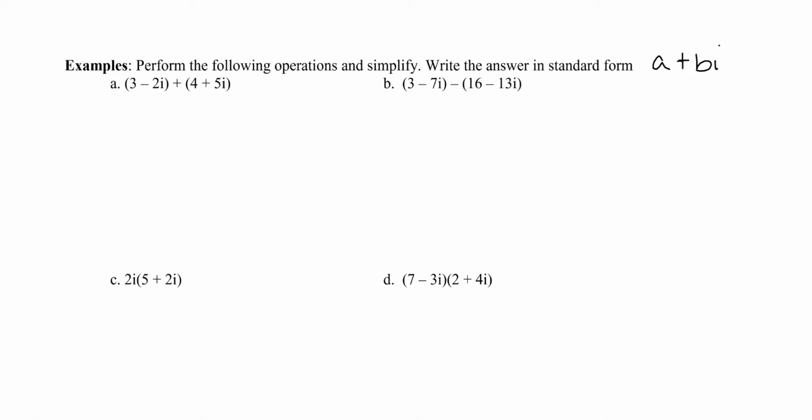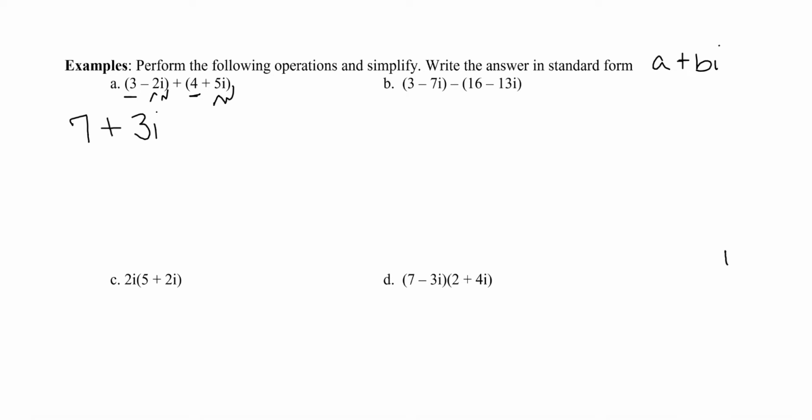Here I'm doing addition with 2 binomials, and it's really just like combining like terms. So I'm going to combine my constant terms first, and 3 plus 4 will give me 7. And then I'm going to combine my imaginary terms, or my complex terms. I have -2i plus 5i, which will give me -2 plus 5 is a +3, so it would be plus 3i.